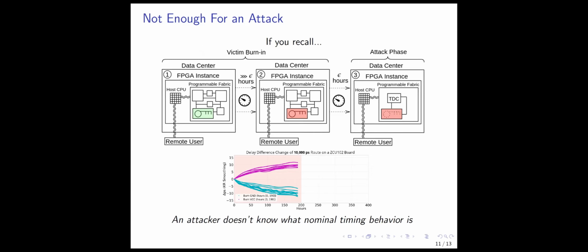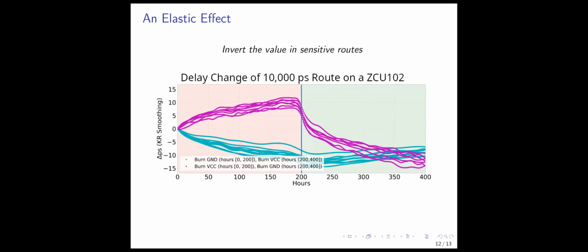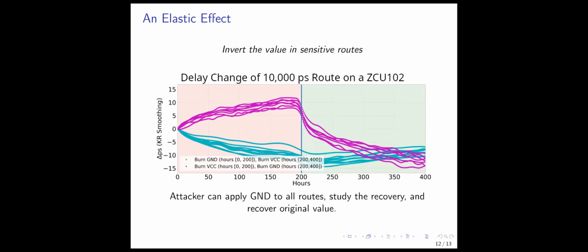But what the attacker can do is rely on the fact that the bias temperature instability is an elastic effect. And for example, if we invert the value in the sensitive routes in our local experiments, we begin to see that the delay through those routes that contain sensitive data begins to immediately return to its nominal timing behavior. And from that, an attacker can extract what the previous value was. All they have to do is apply ground to all the routes and study the recovery behavior.